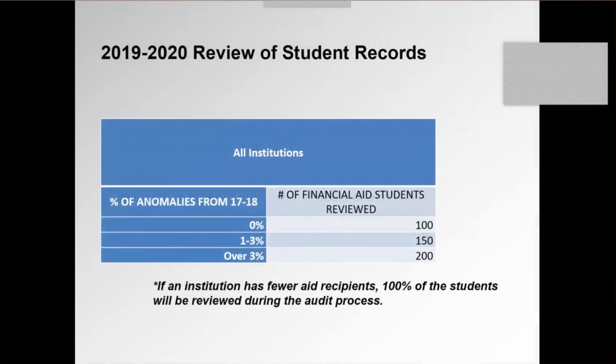As we're going through and reviewing who we're going to audit, of course, if you had zero discrepancies, we're going to pull a minimum of 100 students. Now, for institutions that don't have 100 eligible students, we're going to actually pull all recipients during that time. For an error rate of 1 to 3% on any one of our given 9 categories, we're going to pull up to 150 students. And then at 3% or over, we're going to pull up to 200 students as necessary.